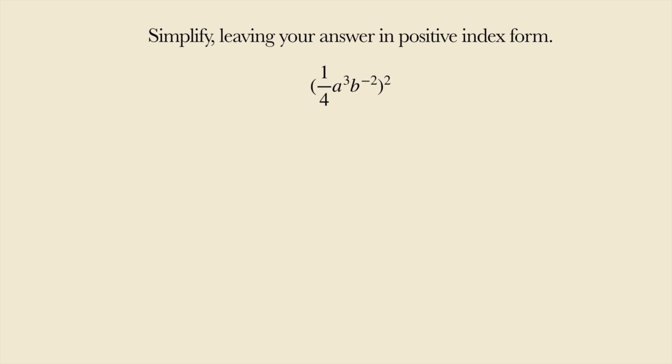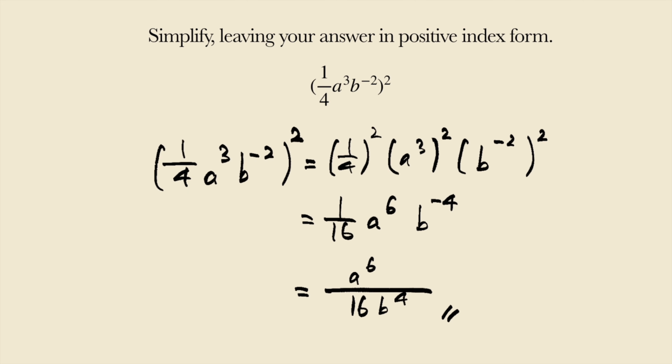Right, so this entire thing is raised to the power of 2, which means this square will apply to everything here. The 1/3, the 1/4, the a cubed, and the b power negative 2. So let's go. 1/4 whole square is 1 over 16. This, you'll multiply the powers, that's a to the power 6. You multiply powers here as well, b to the power negative 4.